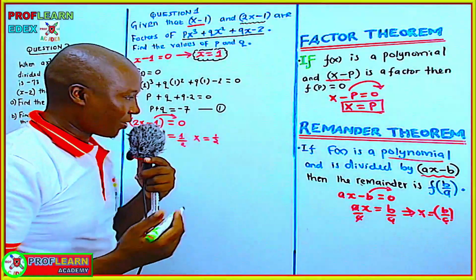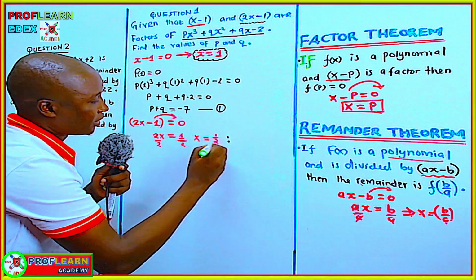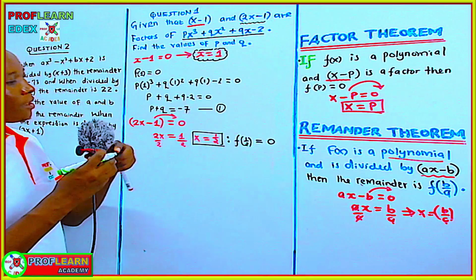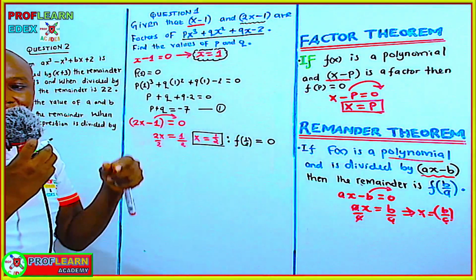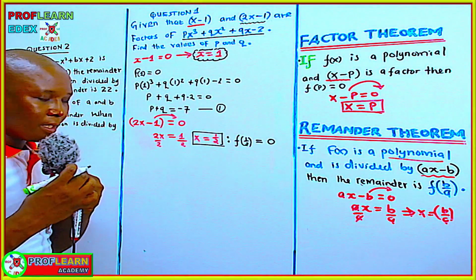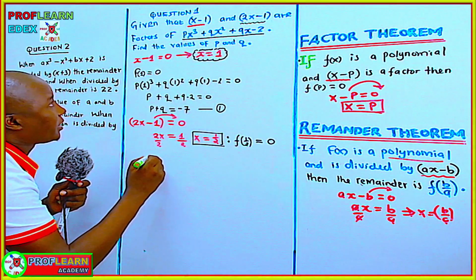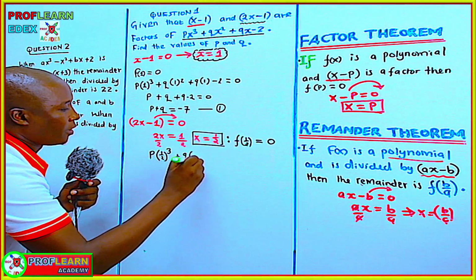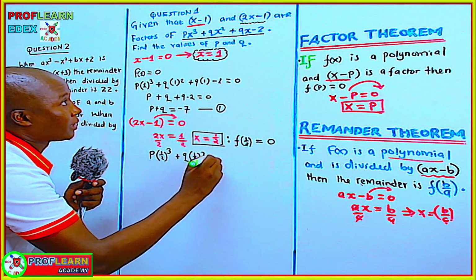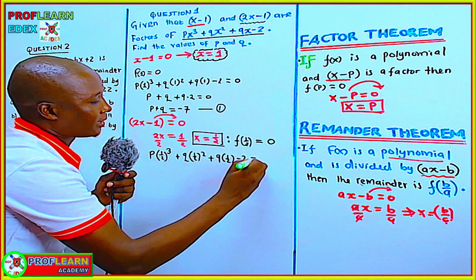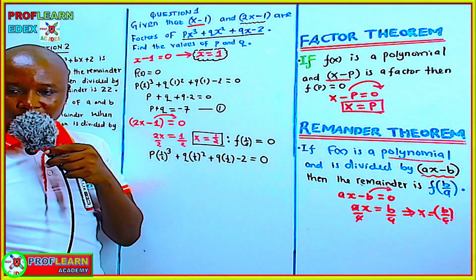From factor theorem, we can now say, therefore, our x equals half must give us a 0 if substituted into this particular polynomial. Then now we need to put it in because we have already p and our x. We cube that plus q into 1 over 2, we square that, plus 9 into 1 over 2, and then minus 2, we shall say our answer must be equal to 0.